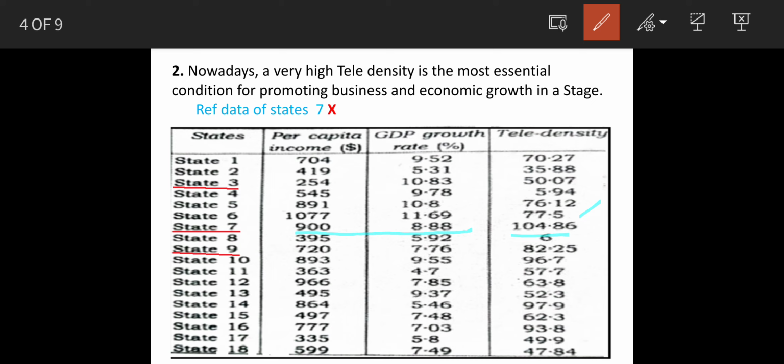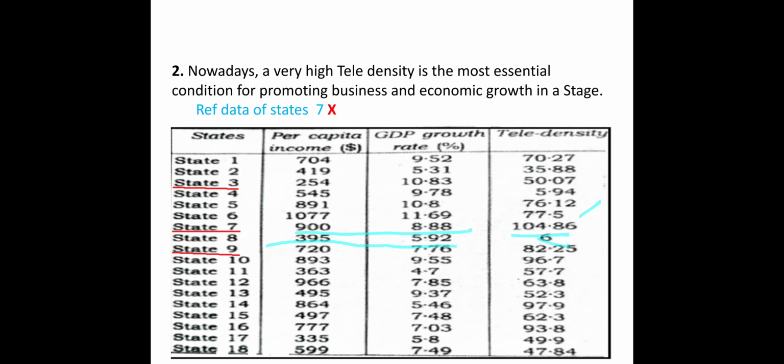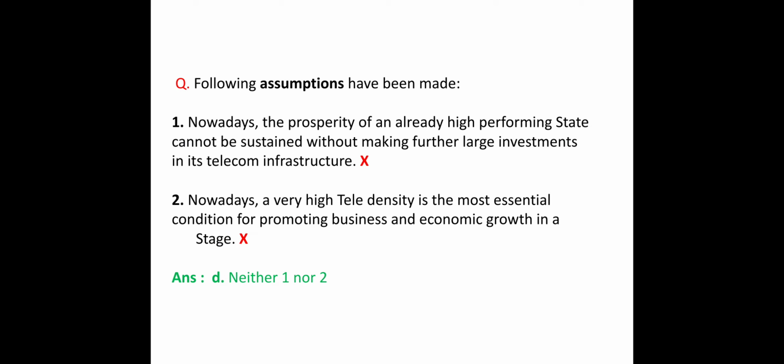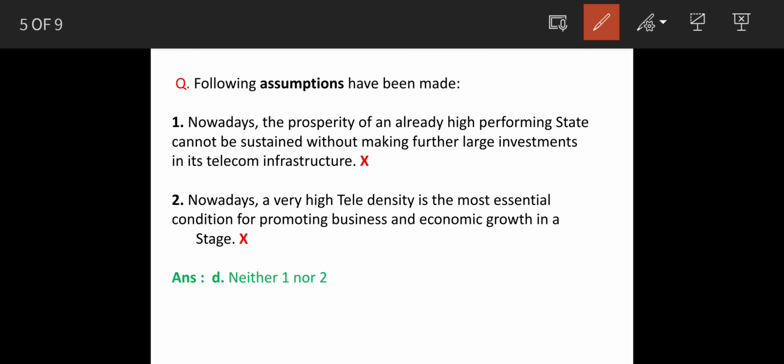there is a state 8. The telephone connections are only 6, but still its GDP is not the lowest, and per capita income is also not the lowest. So this statement is actually also not correct. So we can conclude that none of the statements given are actually valid, and our answer is option D, neither one nor two.